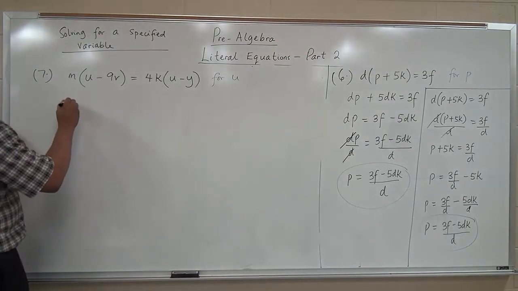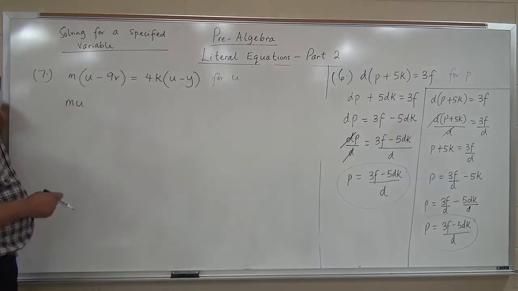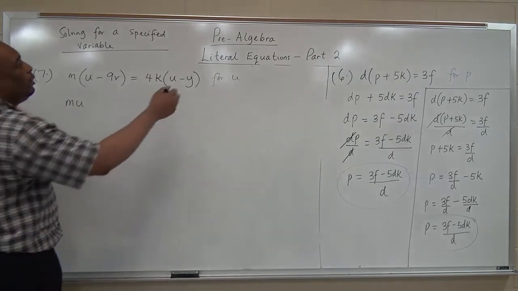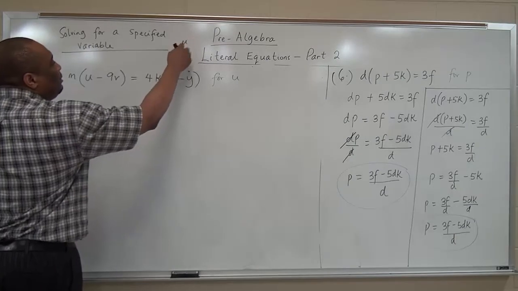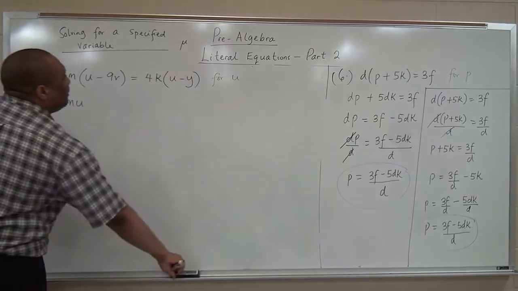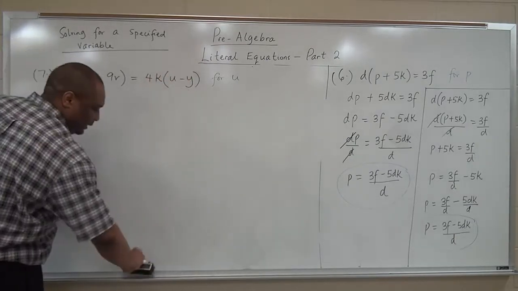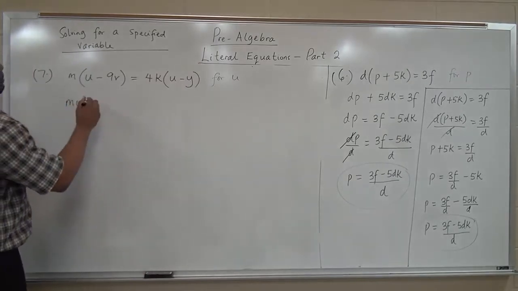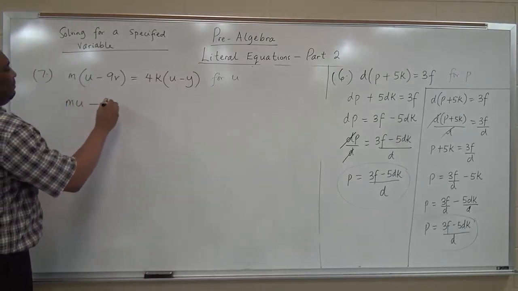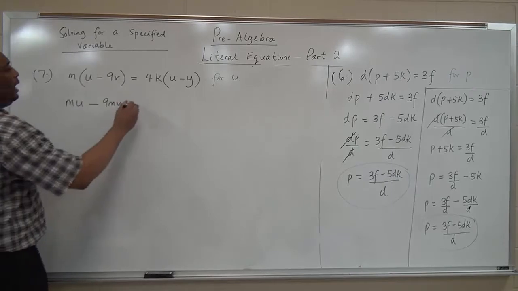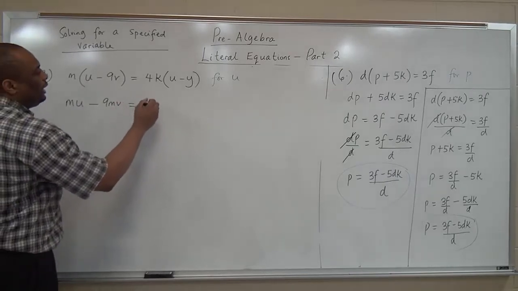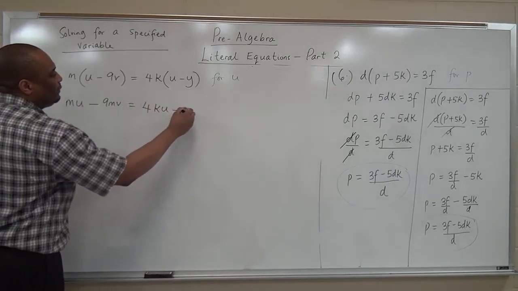So this will be mu. That's a Greek letter, mu. That's the Greek alphabet, pronounced as mu. Please, let's get back to business. So I'm done. Okay, minus 9mv equal to 4ku minus 4y.